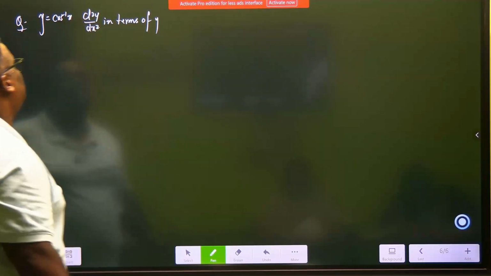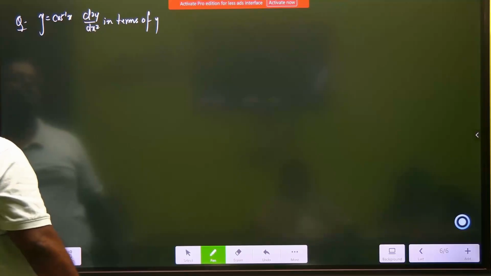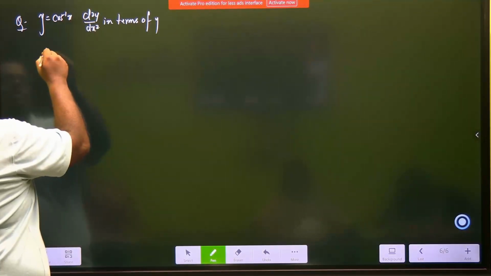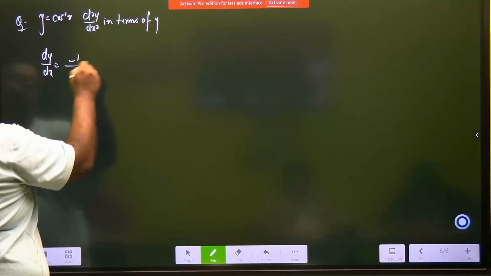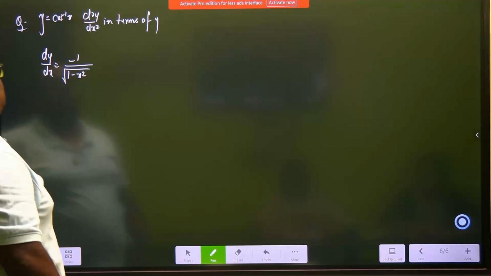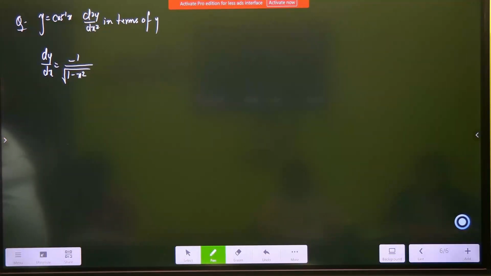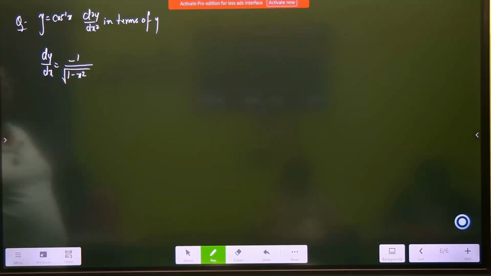Show d2y by dx2 in terms of y. In terms of y. Okay, dy by dx is -1 by root of 1 minus x square. Differential of cos inverse x. If you differentiate cos inverse x, it is -1 by root of 1 minus x square.